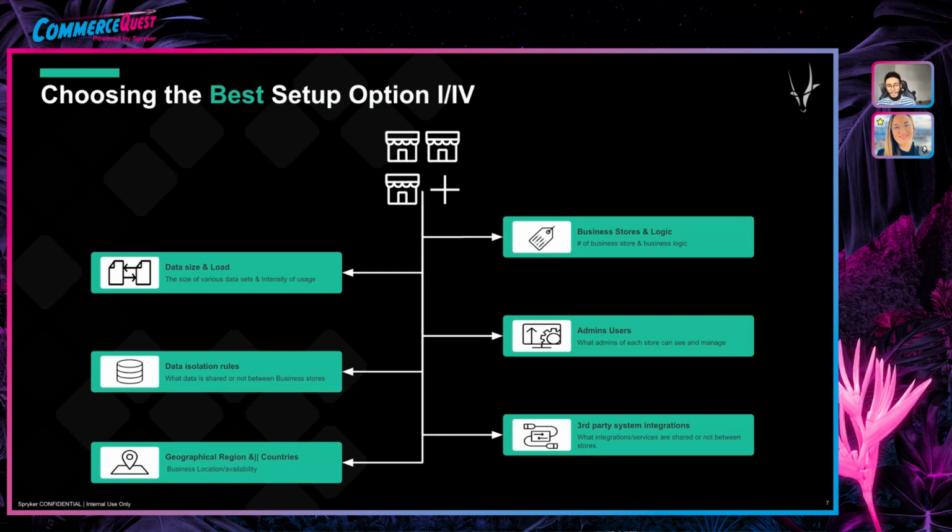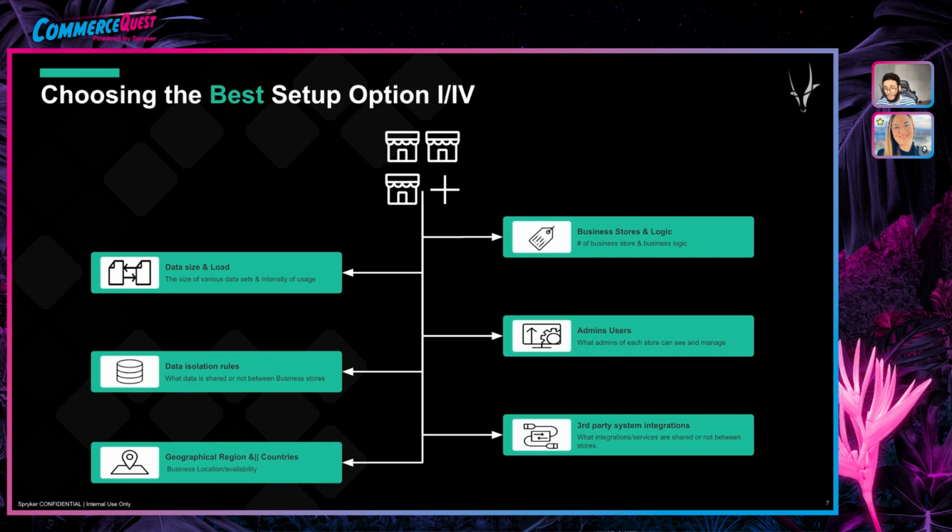The first one is the business store and business logic. So is the business logic actually the same between the stores that you have? How many business stores do you actually have? Is it the same business store? Is it just different physical stores? Then you have the data size and the load. What's the actual size per each store? Is it high, medium, low? For the load, it's exactly the same. Not only the load for the storefront, but also the load of the data that you are actually putting on the data import, the data exchange layer. Therefore, these are very important factors.